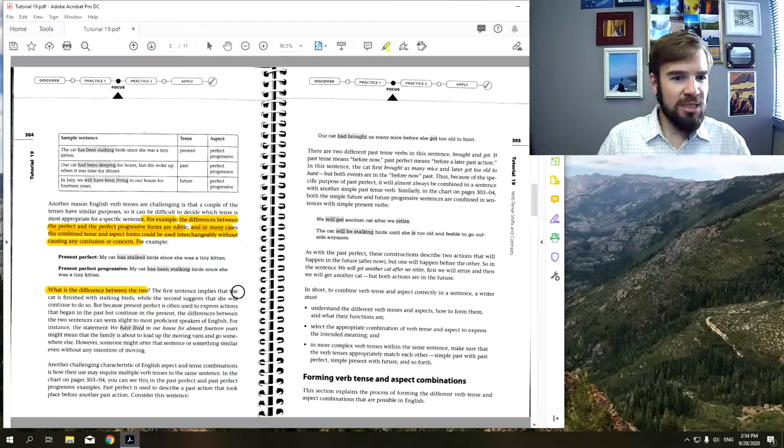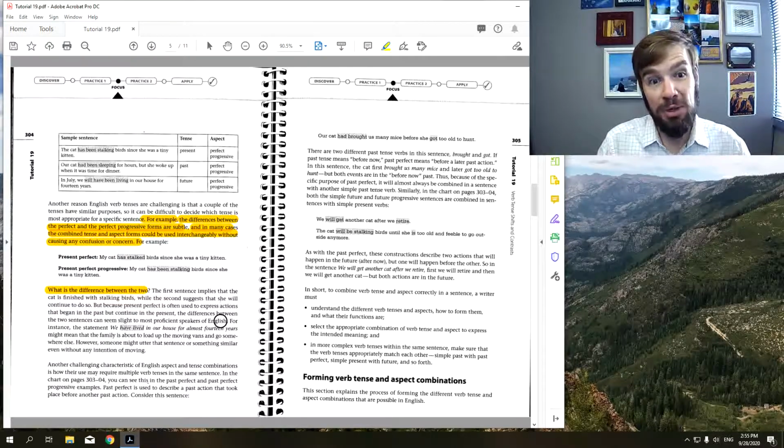Well, the first sentence implies that the cat is finished with stalking birds, while the second suggests that she will continue to do so. But because present perfect is often used to express actions that began in the past but continue in the present, the differences between the two sentences can seem slight to most proficient speakers of English. I'll even just add native speakers of English.